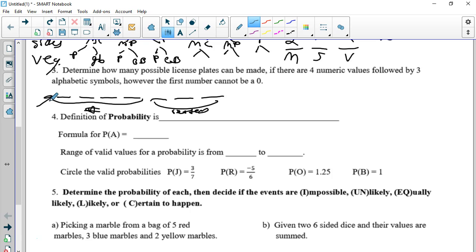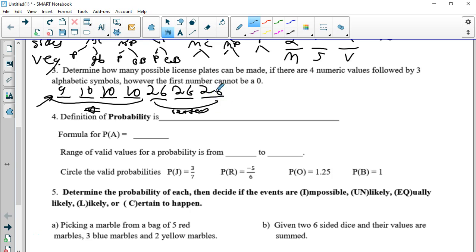So that means I only have 1, 2, 3, 4, 5, 6, 7, 8, 9 choices. But for the second slot, I can have any digit, 0 through 9. That's 10. And that's 10. And that's 10. And then, alphabet symbols. Well, there are 26 letters, and there's 26 letters, and there's 26 letters.